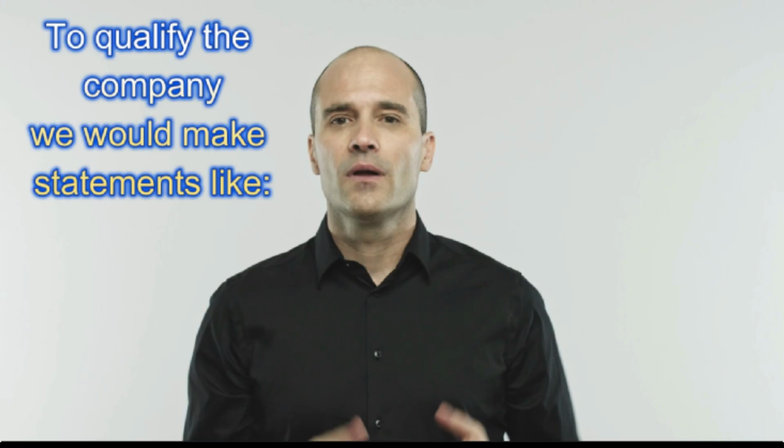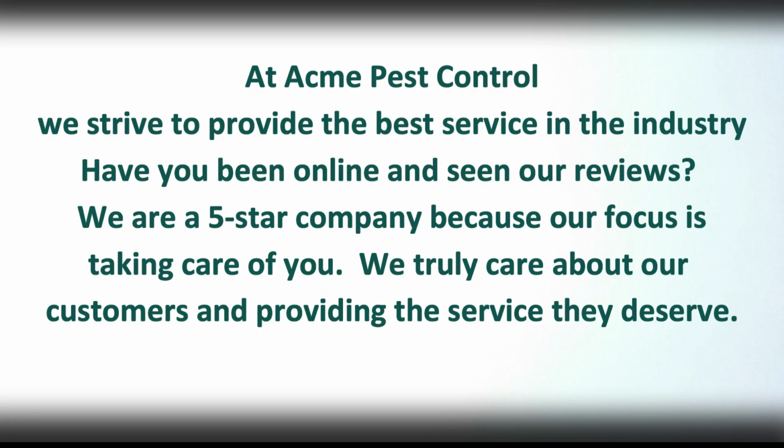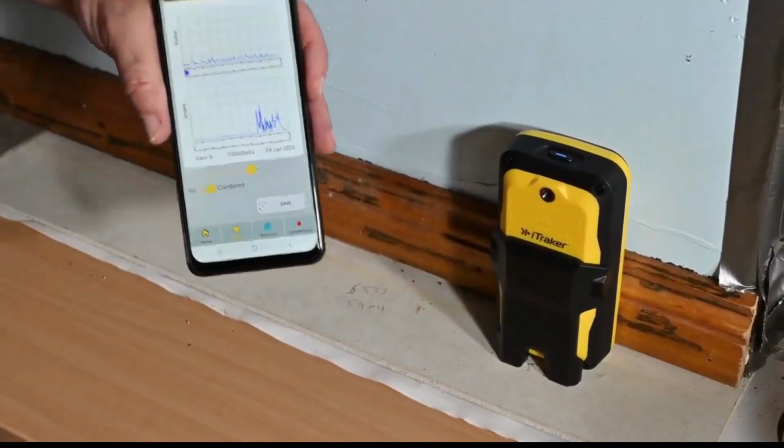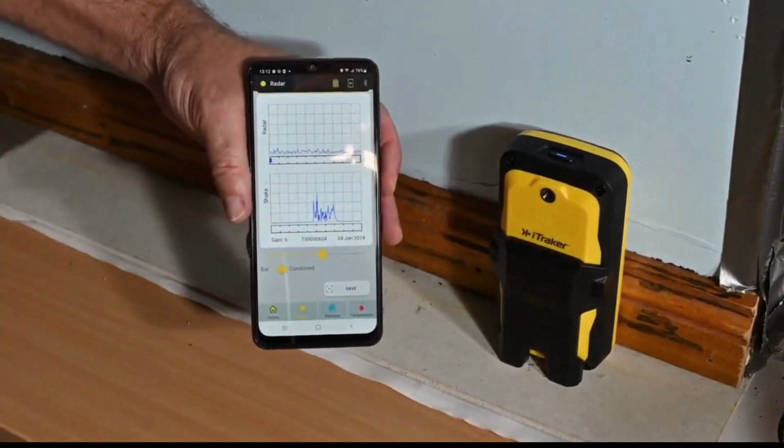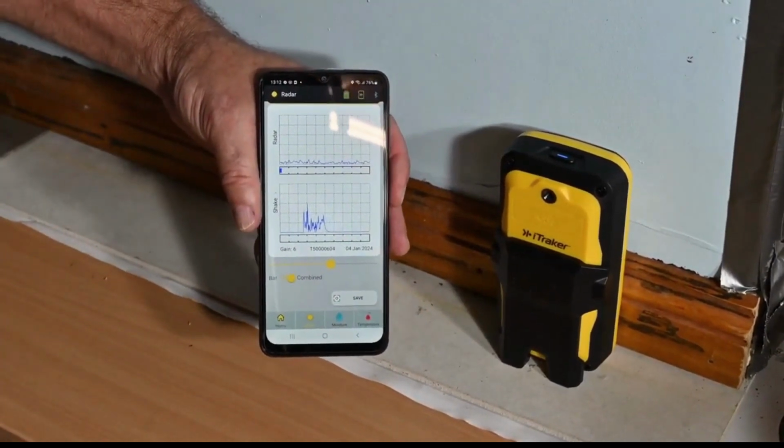To qualify the company, we would make statements like, "At Acme Pest Control, we strive to provide the best service in the industry. Have you been online and seen our reviews? We are a 5-star company because our focus is taking care of you. We truly care about our customers and providing the service they deserve. Also, I can come back in 30 days after the treatment and use my eye tracker to help confirm the termites are no longer active." Now you have blown their mind. Good luck to the next person if the customer tries to get another quote.